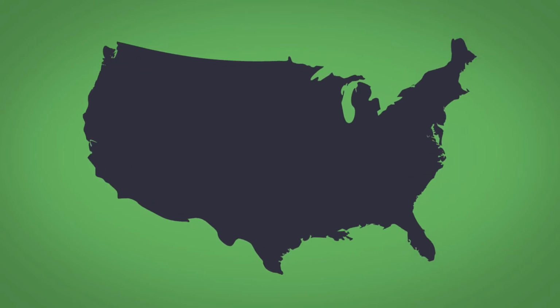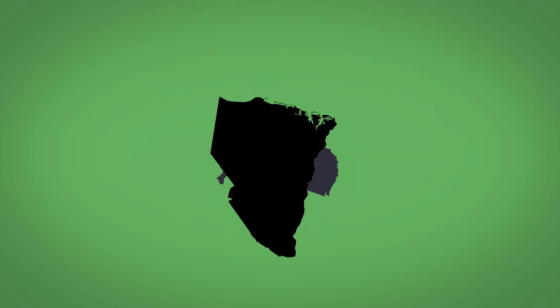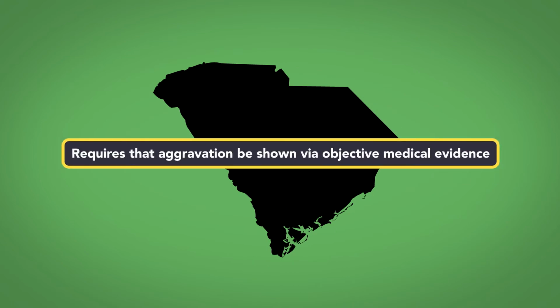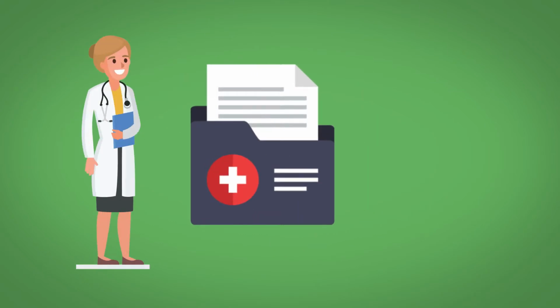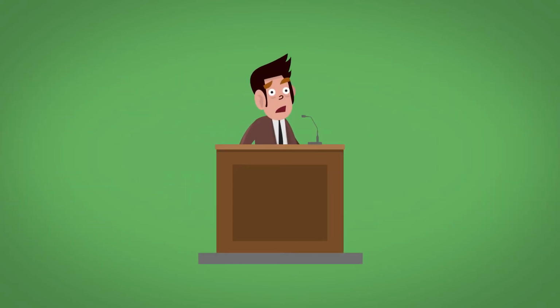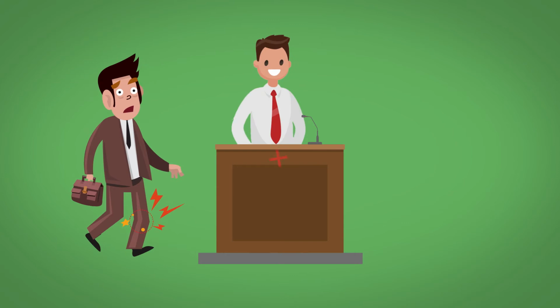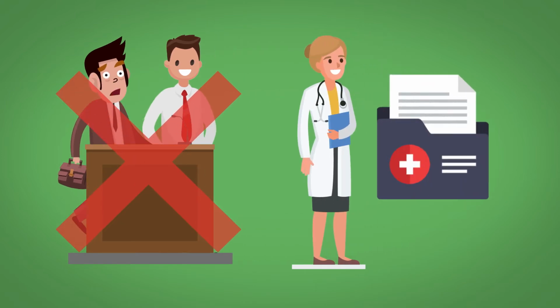Some states require specific types of evidence to prove aggravation. For example, South Carolina requires that aggravation be shown via objective medical evidence, including expert medical opinion, medical records, and diagnostic tests. Testimony from the injured worker or other lay witnesses is not enough, and it is often subjective as compared to expert medical testimony and diagnostic records.